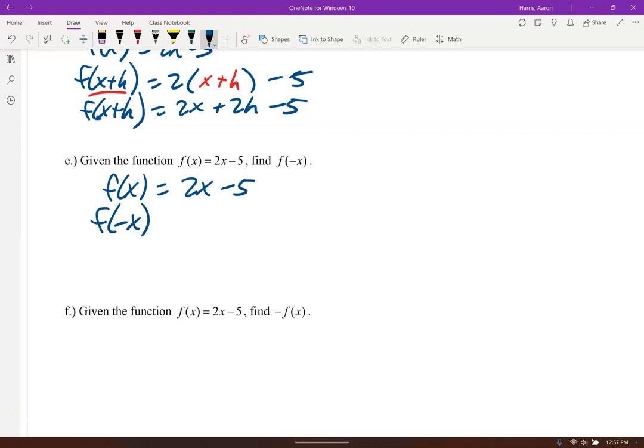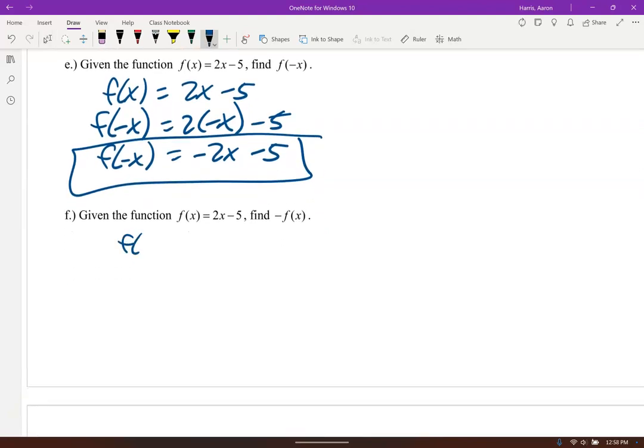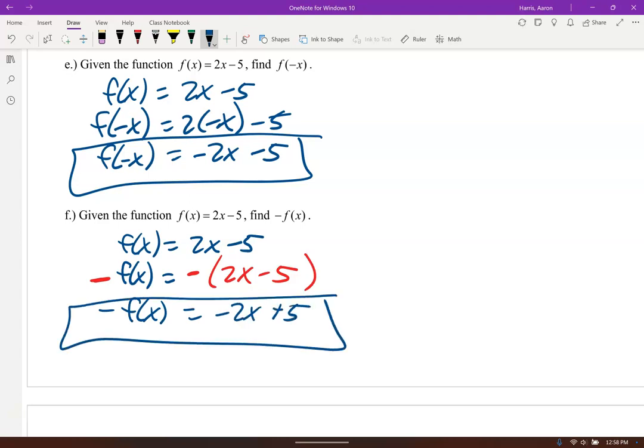f of negative x. So now I've got 2 times negative x minus 5, so I've got negative 2x minus 5. That's what f of negative x is, negative 2x minus 5. And if f of x is 2x minus 5, then if I put a negative in front of that f of x, I would have to put a negative in front of that 2x minus 5, right? So negative f of x equals negative 2x plus 5. I'm just putting a negative in front of the original function.